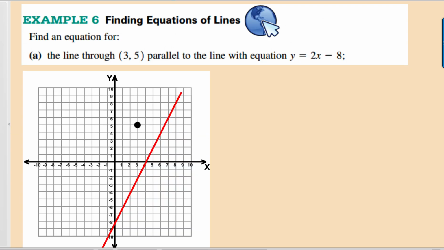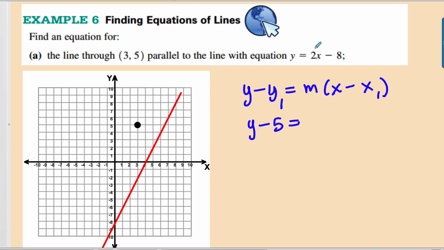Let's find an equation for this line. So I've graphed this line in slope-intercept form, and we have a point, and we'd like to find the equation of the line that goes through it. So I'm going to use my point-slope form, which is this, and I'm just going to substitute all my known characteristics. And so my y here is 5. My slope is the same as this line's slope, which is 2, and then this is x minus 3. Now we can graph this.